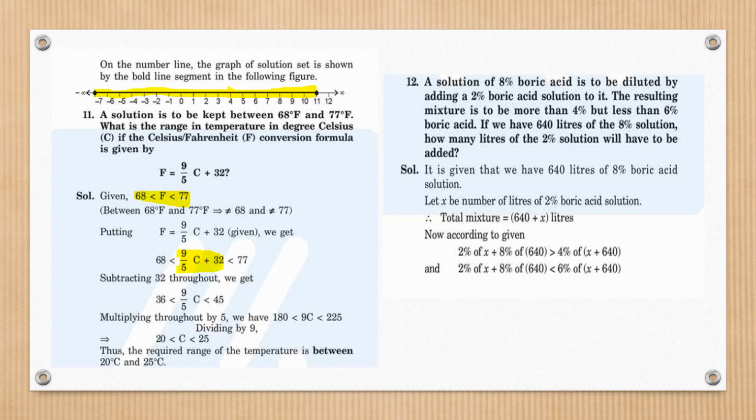So firstly what I need to do is delete 32, then divide by 5 and then multiply by 9, or simply multiplying by 5/9, this work can also be executed. So first thing is to subtract 32, I'll get 36 less than 9/5 C less than 45, and then I'll multiply throughout by 5, so I get 180 less than 9C less than 225, then divide by 9, I'll get C lying between 20 and 25.